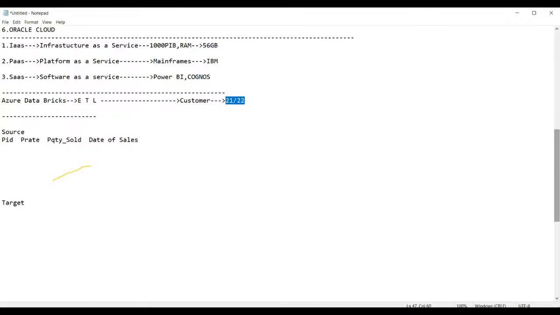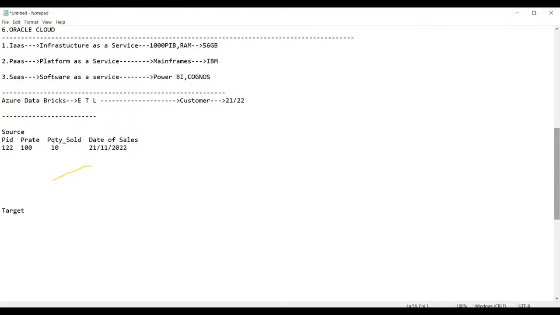So guys, to answer this query and report it to the customer, what do you require? You require the source, consisting of the following information: product ID, product rate, product quantity sold, date of sales. Let us give the product ID as something like this. Product rate, let us give it as 100 rupees, the quantity sold is 10, and then the date of sales is 21/11/2022.